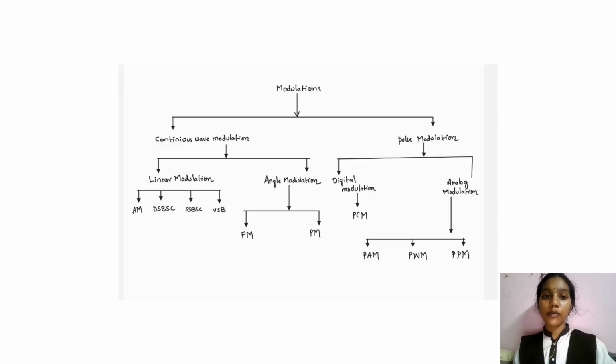Next, the types of modulation. There are several types of modulation. The first one is continuous wave modulation and pulse modulation. In continuous wave modulation, there are two types of modulation: linear modulation and angle modulation.